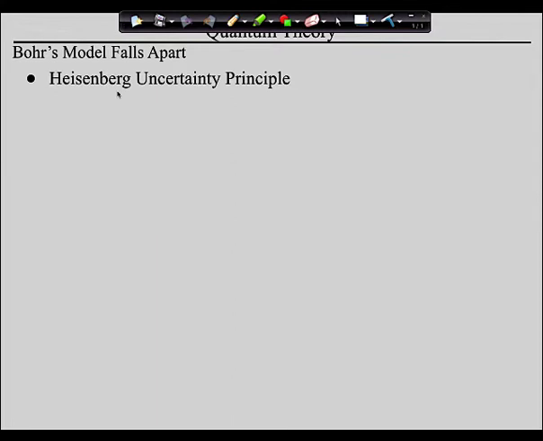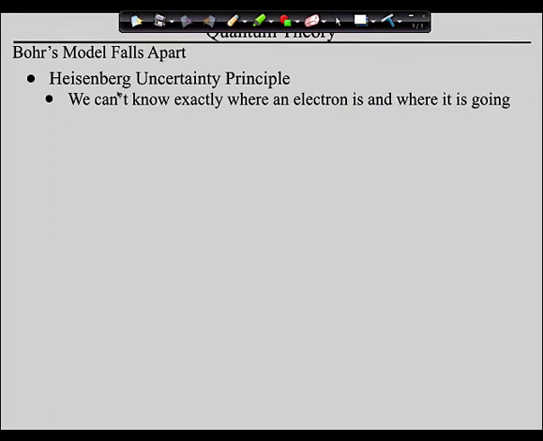So Bohr model of the atom, right? Electrons are like little planets. In order to develop that model, you have to know where this electron is and where it's going all the time. And as Heisenberg was looking at Bohr's data, he figured out something really disturbing. It's impossible to know that. And it's called the Heisenberg Uncertainty Principle. What does it mean to be uncertain? You just don't know, right? And guys, that's the Heisenberg Uncertainty Principle. It says we can't know exactly where an electron is and where it's going.